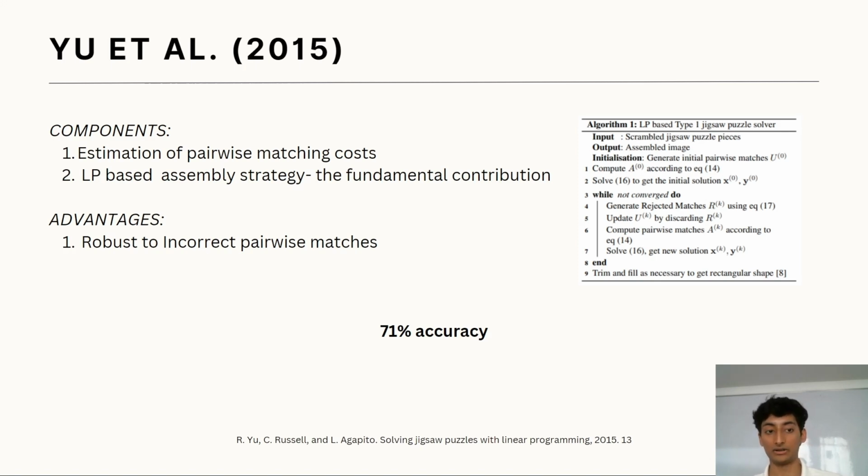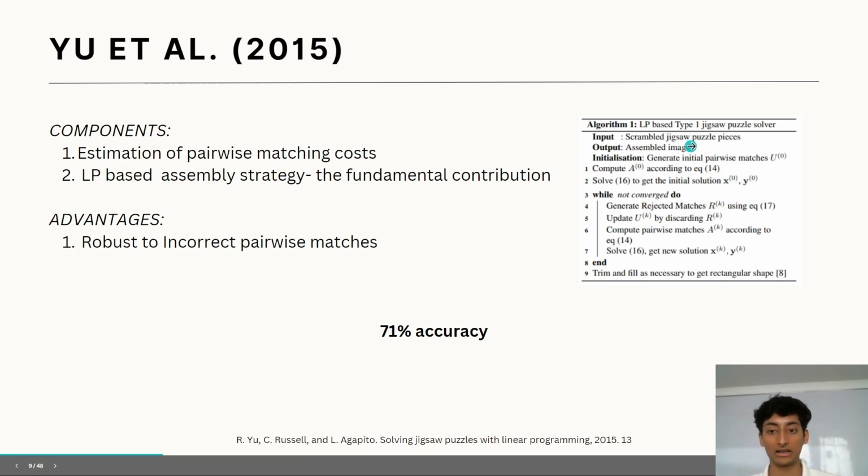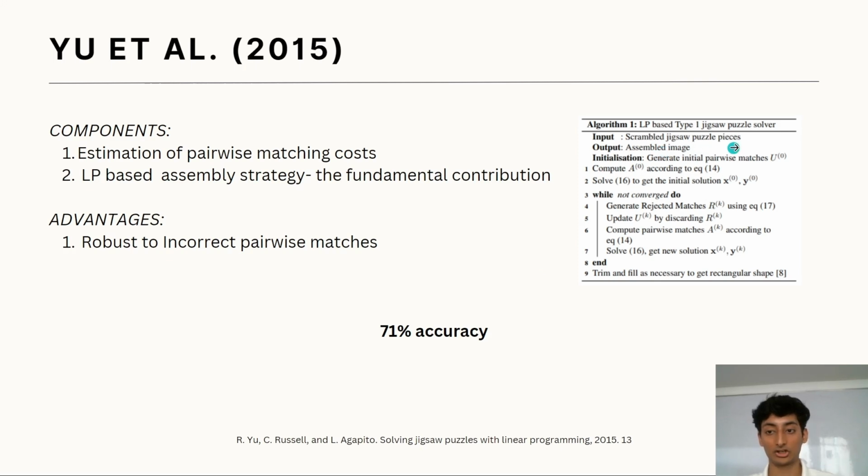If I get too deep into linear programming, it's a different video itself. But this is the algorithm which I've pointed out here. Let's say you give as input a scrambled jigsaw puzzle; the output that you would expect is the assembled image. So what you can do is generate initial pairwise matches and compute a certain matrix, and then go on in a loop until you have found a convergence, and then you can just trim and fill as necessary to get the rectangular shape. You can look at this paper and dive deep into it; this is just a paper to get started.